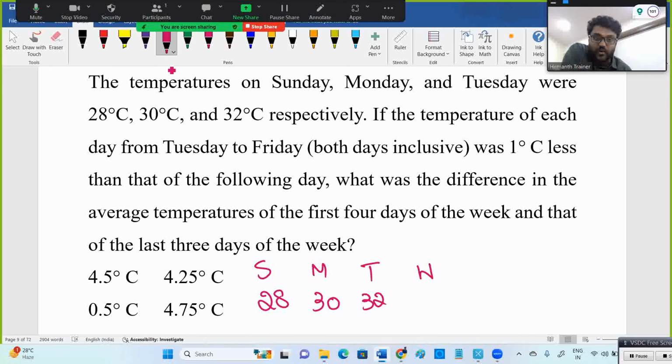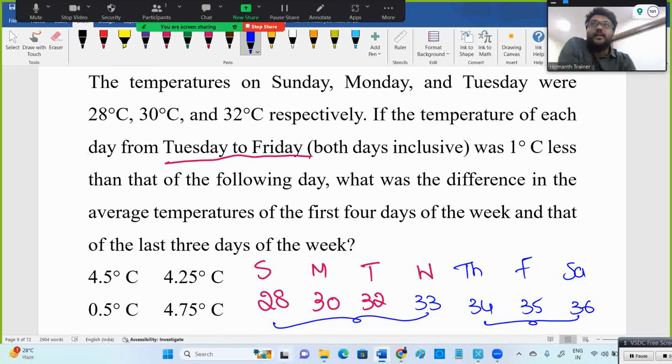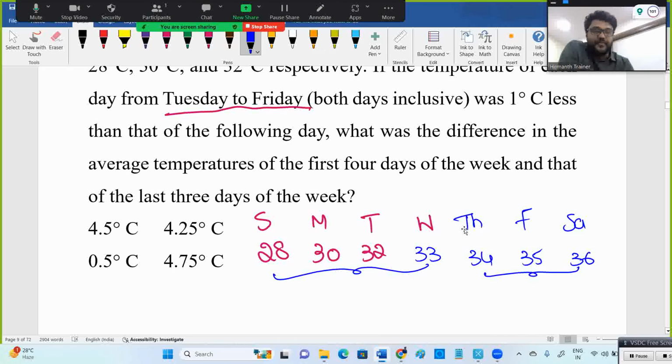From Tuesday onwards up to Friday, it's 1 degree less than the following day. Actually they need to mention up to Saturday, because in a week, first 4 days, last 3 days means up to Saturday. So this is 33, then Thursday is 34, Friday 35, Saturday is 36. They're asking the first 4 days compared with the last 3 days of the week. So the last 3 days average, if you try, 35 is the average.